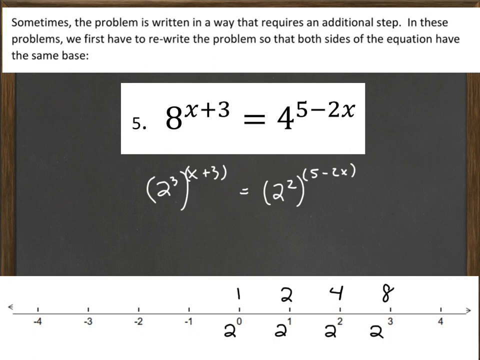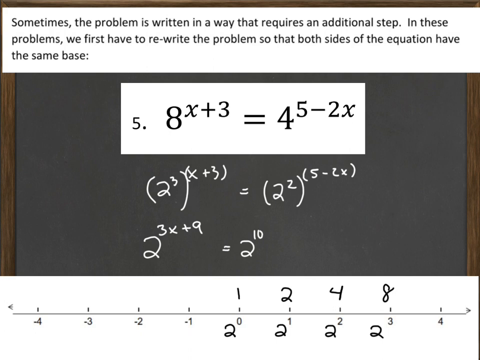Notice that what I'm doing is putting both of those exponents in parentheses to remind me that when I multiply my exponents, this is going to give me 2 to the 3x plus 9 power is equal to 2 to the 10 minus 4x.